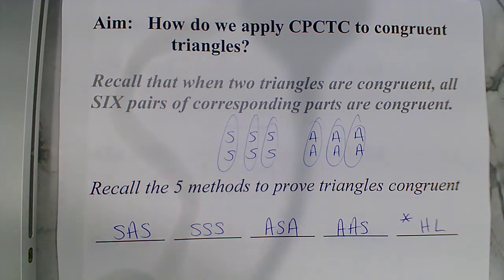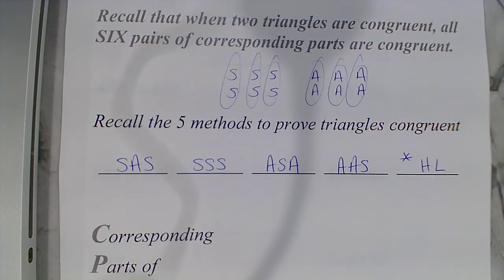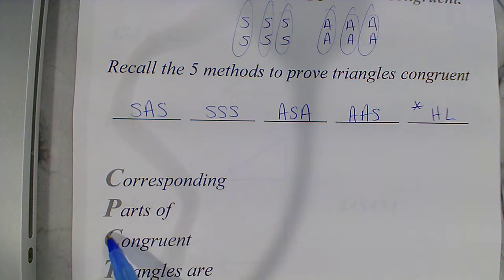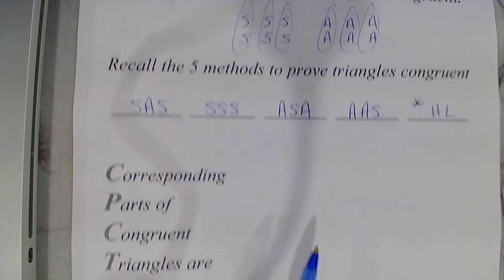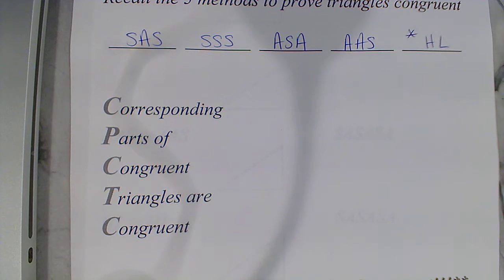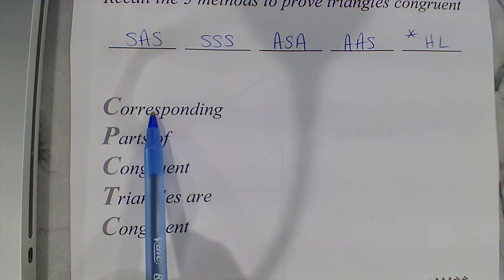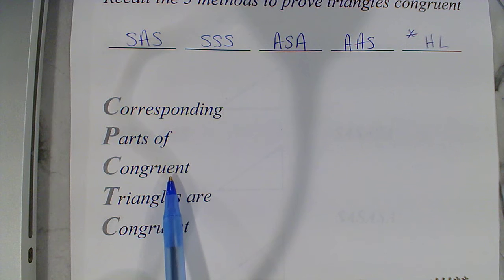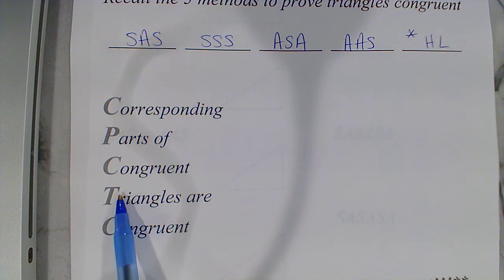Okay, back to CPCTC. So we just did the whole review of how to prove the triangles are congruent, and now we're going to introduce this acronym. All right, CPCTC. Corresponding parts of congruent triangles are congruent. So the parts, sides, and angles that are corresponding, that match up, they are going to be congruent when you have congruent triangles. All right?